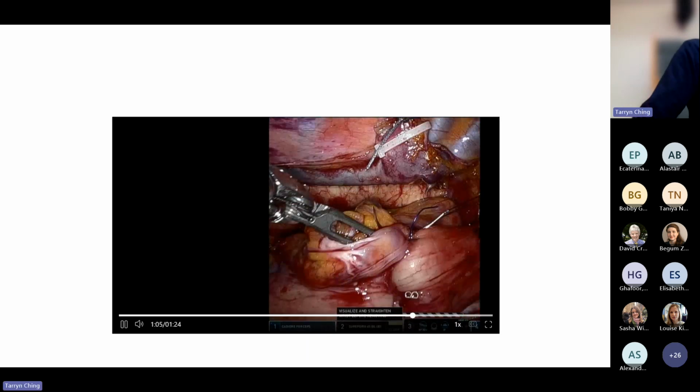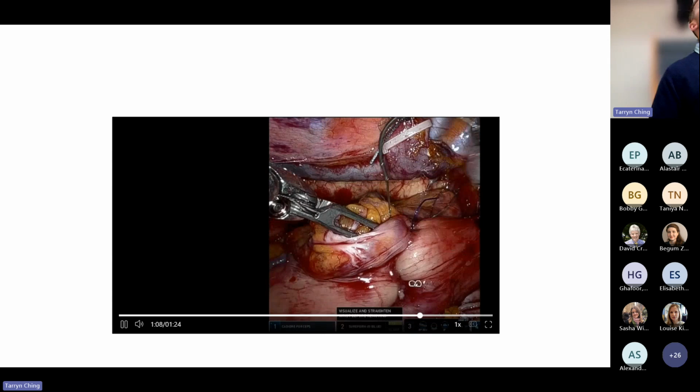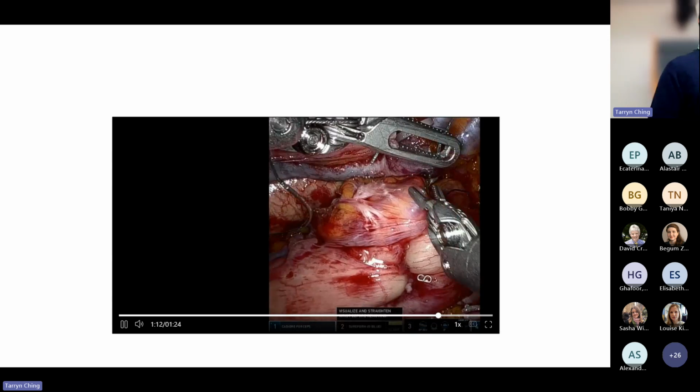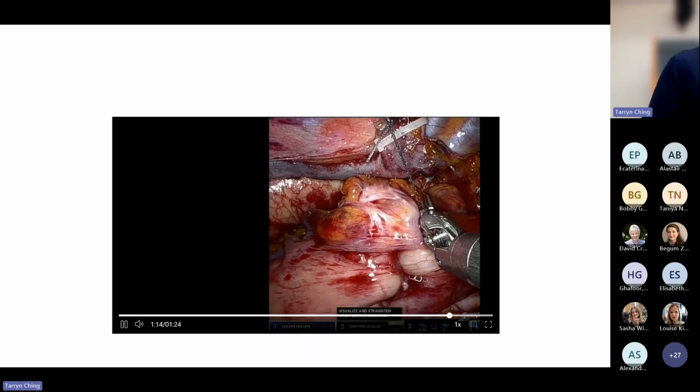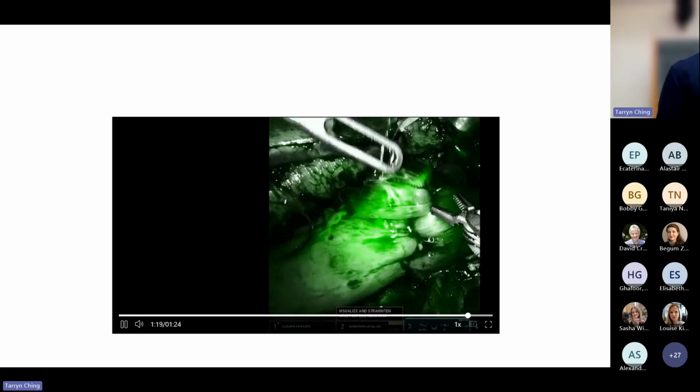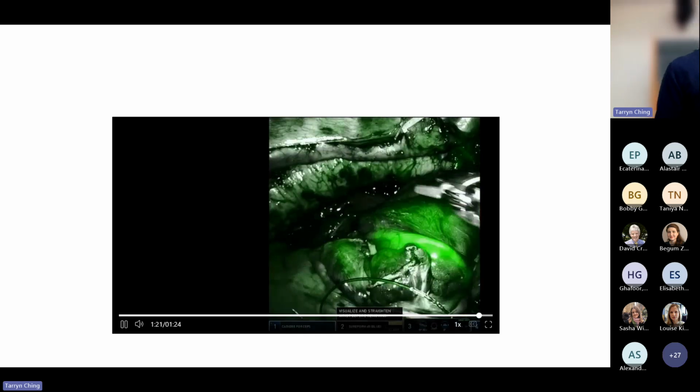Similar application is at the end of the anastomosis. So you have divided the esophagus, you've done your anastomosis, and at this stage, you can ask the anesthetist to inject another bolus of ICG. And as you will see, in this case, the gastric conduit shows a good uptake.